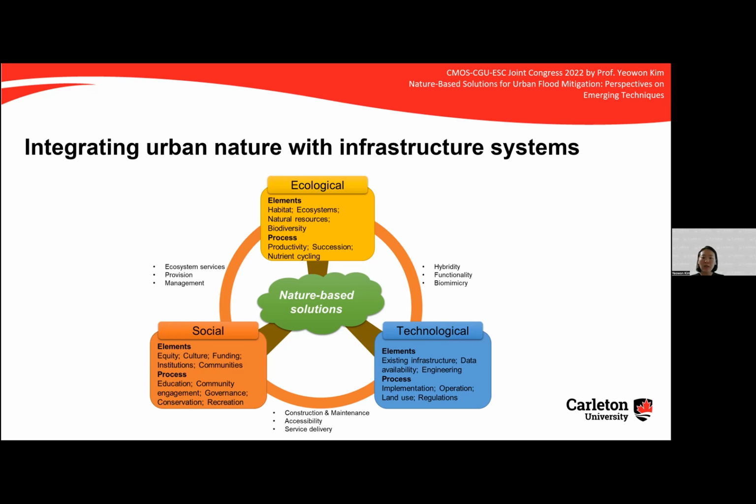So for example, in a coordination of the social and technological domains, it involves the construction and maintenance of nature-based solutions, accessibility to those solutions, and service delivery. In the ecological and technological system domain, it's involved with the hybridity, functionality, and biomimicry of the nature-based solutions. And in the social ecological domains, it often associates with which ecosystem services are delivered by nature-based solutions and how to provide those services, and then how to manage those nature-based solutions that are being implemented in cities.